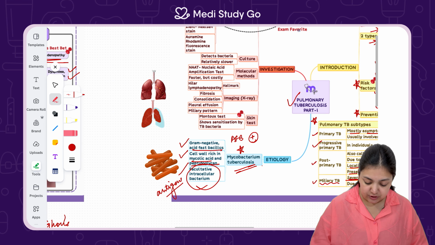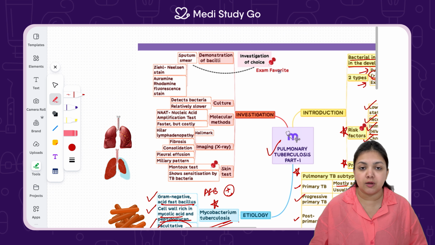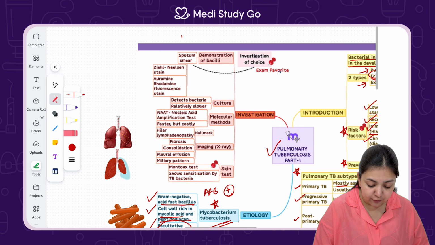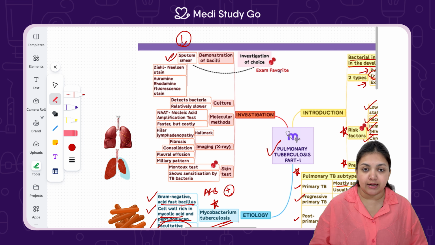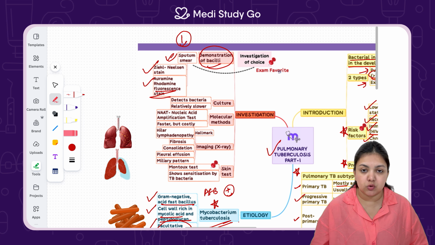Once we know the clinical features, we need to know how to investigate a patient and come to a confirmatory diagnosis for pulmonary TB. For that, the first and foremost choice is sputum smear. The patient's sputum is collected and testing is done for the demonstration of bacilli of Mycobacterium TB, which is done via Ziehl-Neelsen stain or the Auramine Rhodamine fluorescence stain. Now, what is the difference in these two tests?